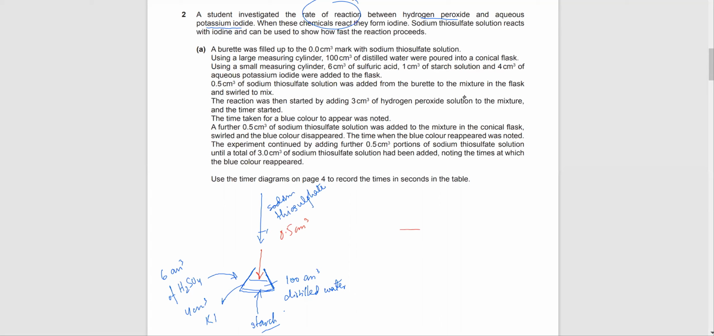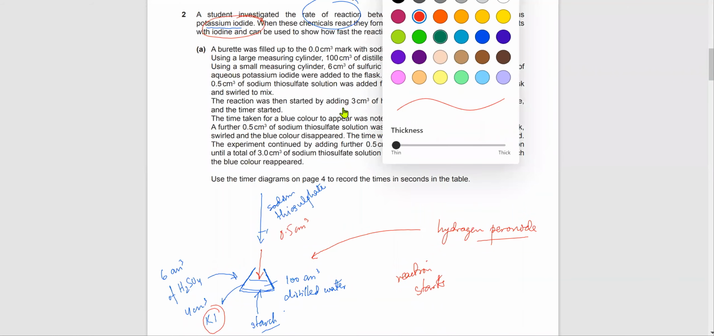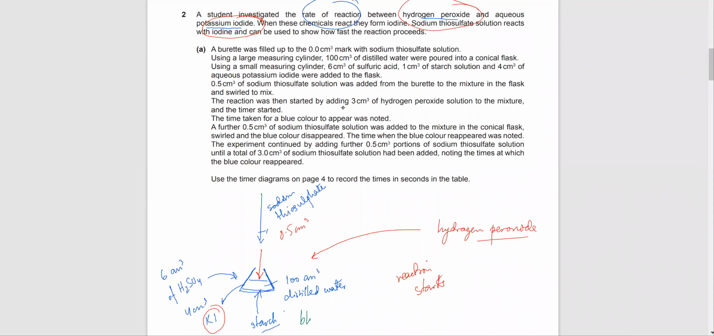So finally, remember initially he said the reaction is between hydrogen peroxide and potassium iodide. So there's potassium iodide, and finally at the end he's adding hydrogen peroxide to it. Now, when he does this, the reaction starts. So let's assume that the reaction has started, and he starts the stopwatch. The time taken for blue color to appear was noted. So that means after some time, somewhere in this solution, a blue color appears.